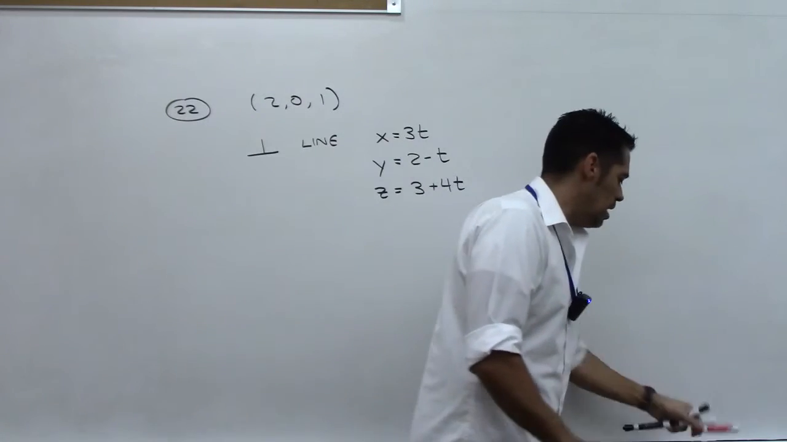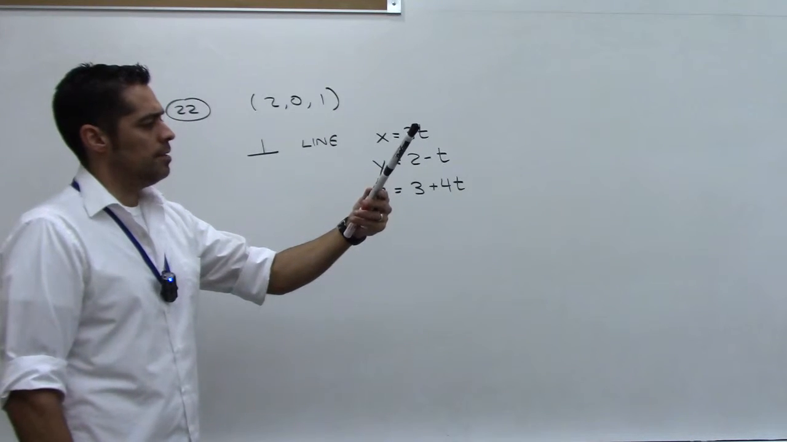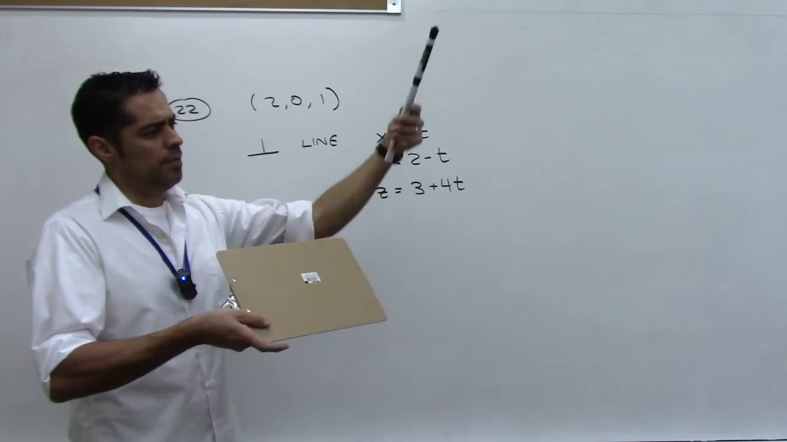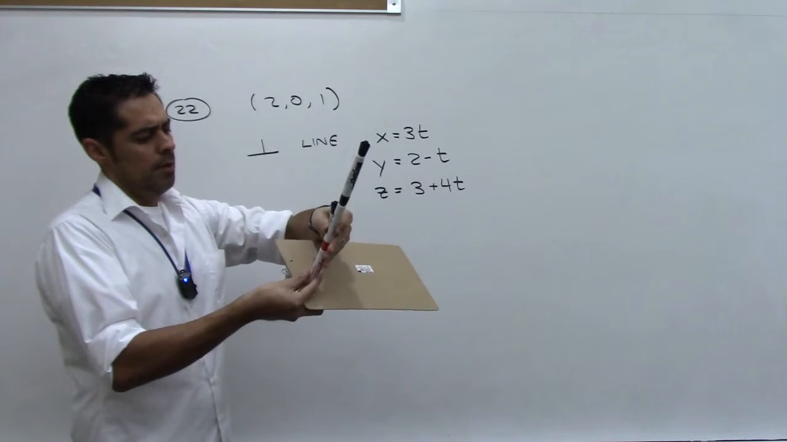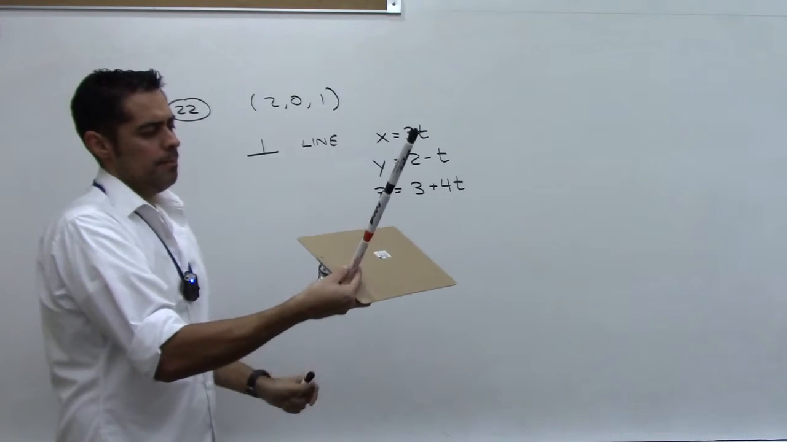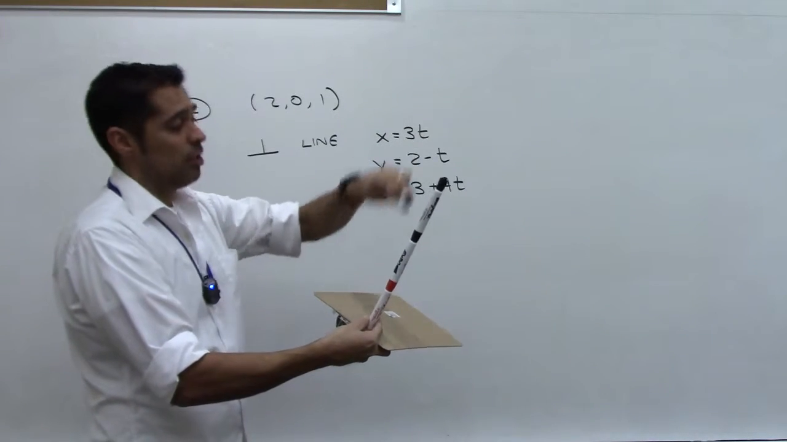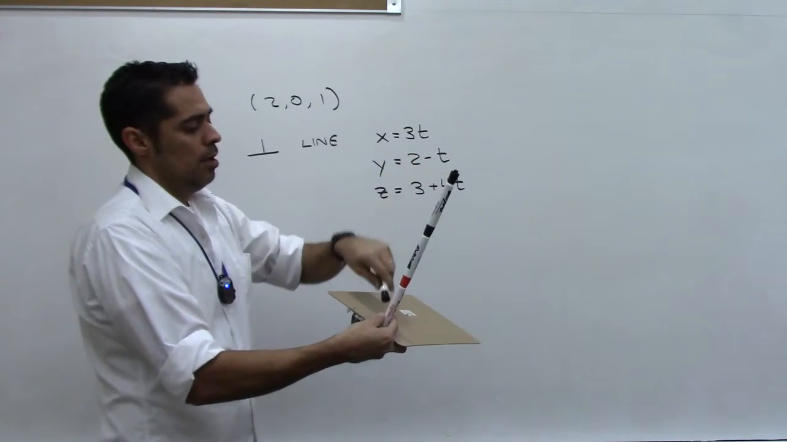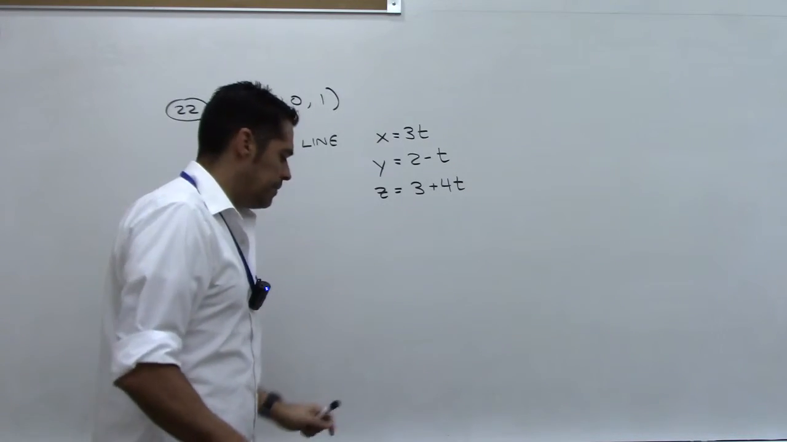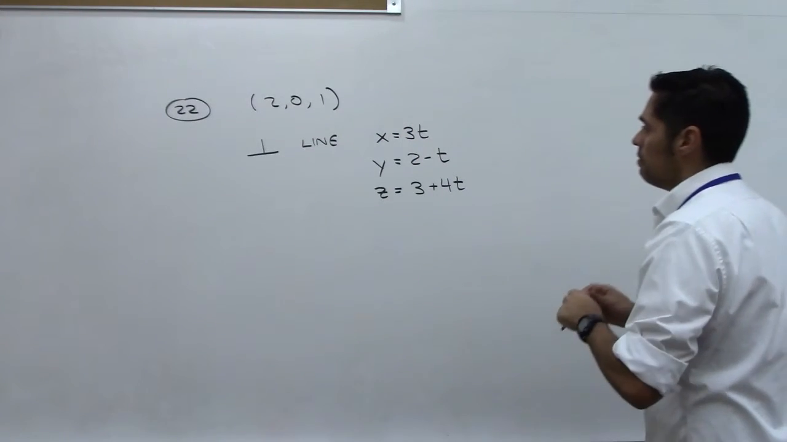So now we've got some line that they're giving us that's sitting out there, right? And we know that our plane has to be perpendicular to this. So if we were to move this vector towards our plane, our plane would have to run in there at a 90-degree angle. So notice that the direction vector of this line would qualify as a normal for the plane. So all we have to do is identify what the direction of this line is.